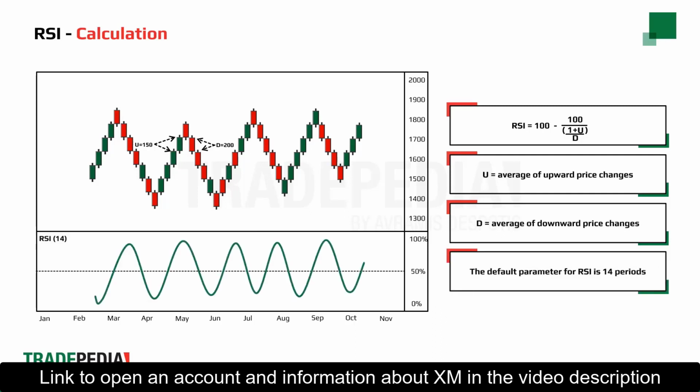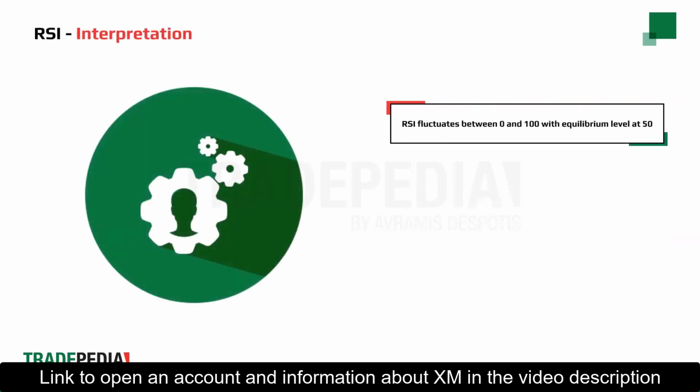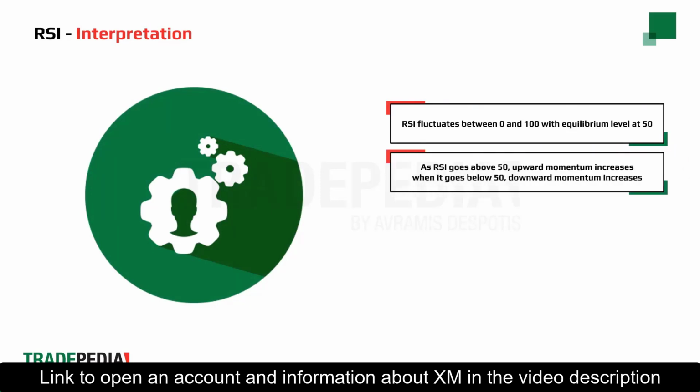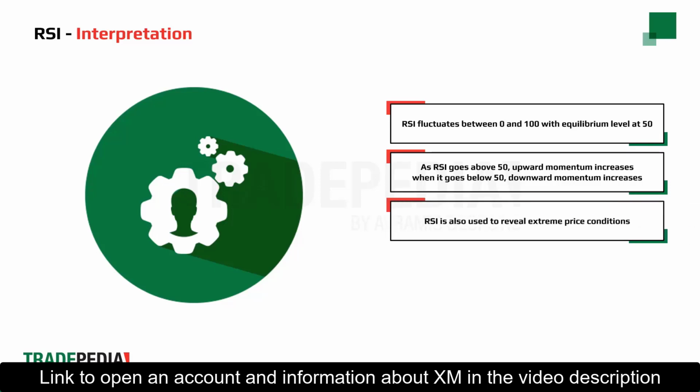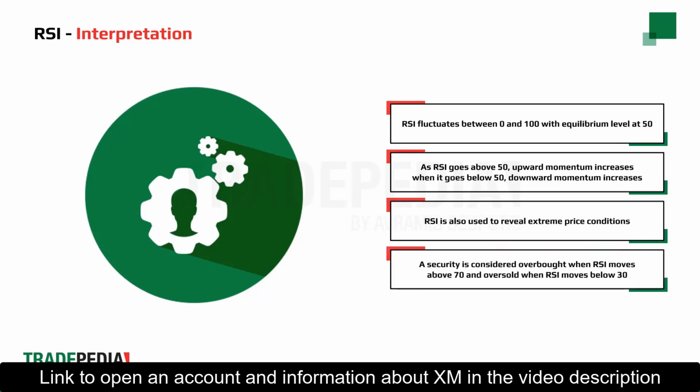The default parameter, as suggested by Wilder, is 14 periods, although some traders alter it to change the sensitivity of the oscillator. RSI fluctuates between 0 and 100 with its equilibrium level at 50. As RSI goes above 50, upward momentum increases. When it goes below 50, downward momentum increases. RSI is also used to reveal extreme price conditions. A security is considered overbought when RSI moves above 70, and oversold when RSI moves below 30.